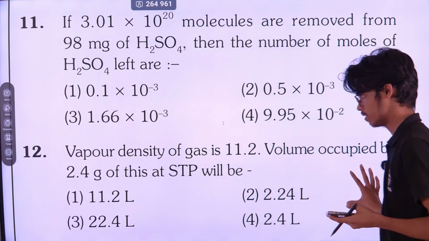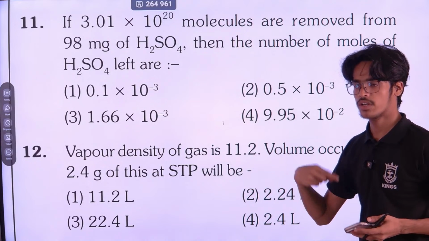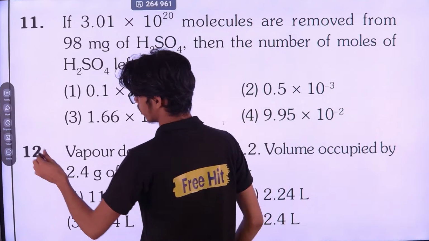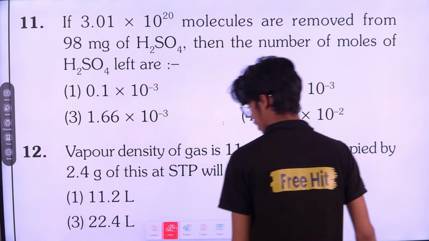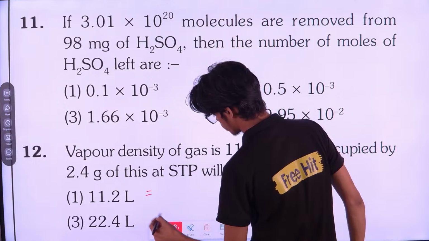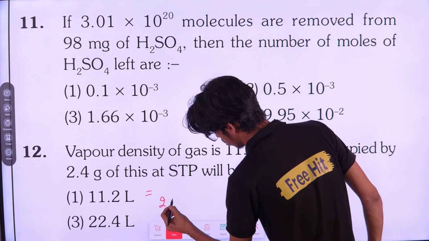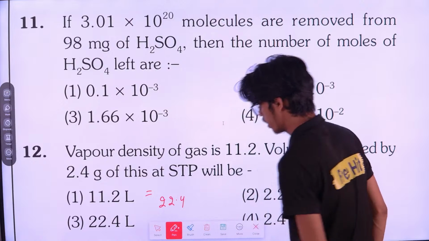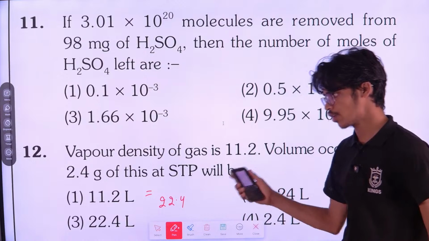And now let's proceed with this problem. Vapor density of gas is 11.2. How do you find out the molecular weight if vapor density is given? The molecular weight is twice the vapor density. So 11.2, it will be 22.4. 22.4 gram is the molecular weight of the gas we are talking about.